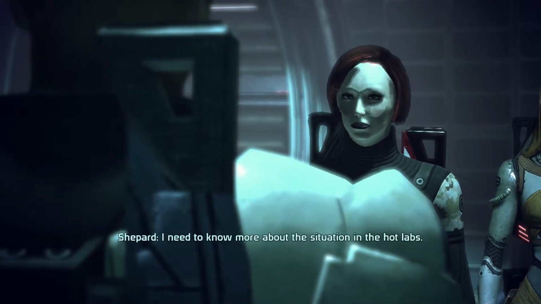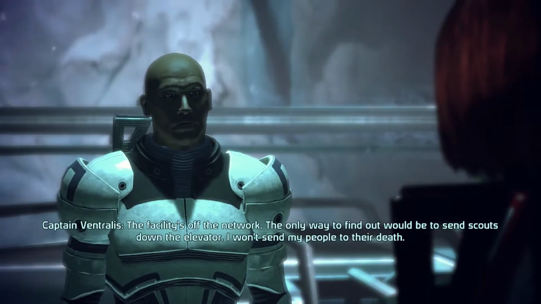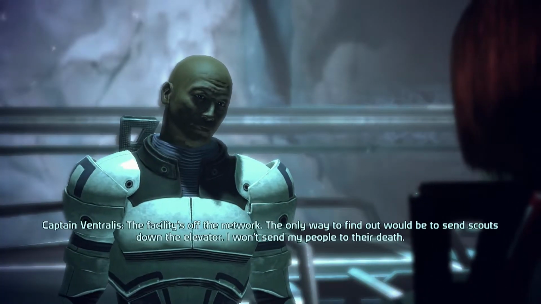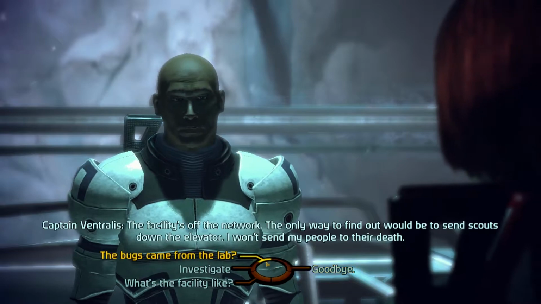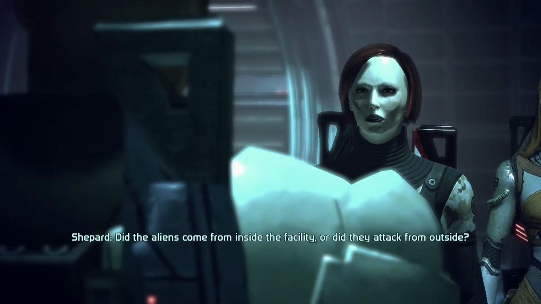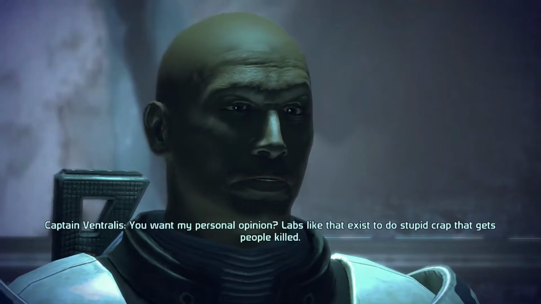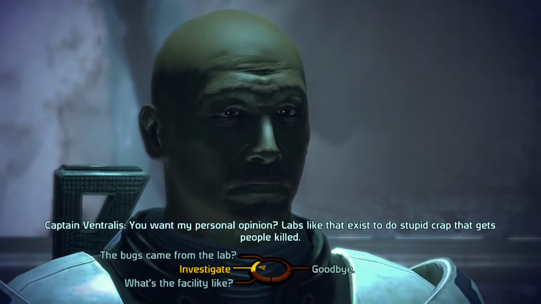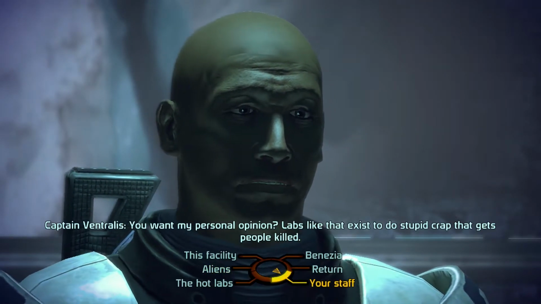I need to know more about the situation in the hot labs. The facility's off the network. The only way to find out would be to send scouts down the elevator, and I won't send my people to their death. Did the aliens come from inside the facility, or did... You want my personal opinion? Labs like that exist to do stupid crap that gets people killed.